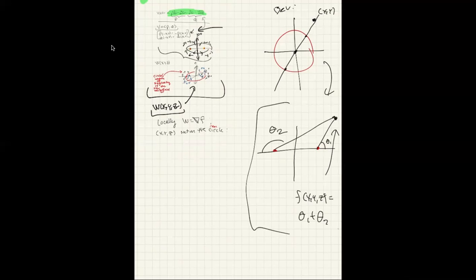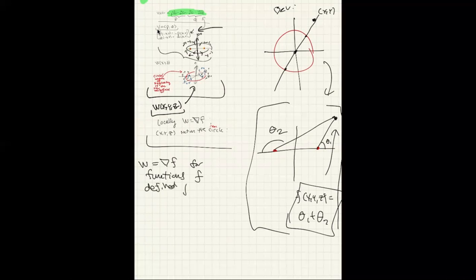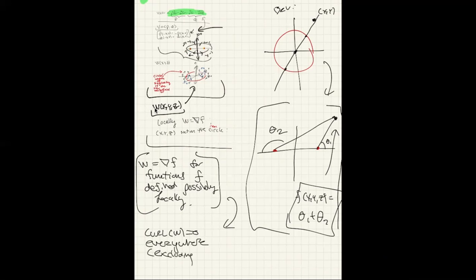So I'm leaving lots of details to you, but my argument for why the curl of V is 0 relies on the fact that W is equal to the gradient of F, for functions F defined possibly locally. So this is probably the biggest stretch of this video, that W is the gradient of F locally, and because curl is a local condition, it's just to check if partial derivatives sort of commute, and we actually see that curl of W is equal to 0 everywhere, excluding, of course, the red circle of singularity.